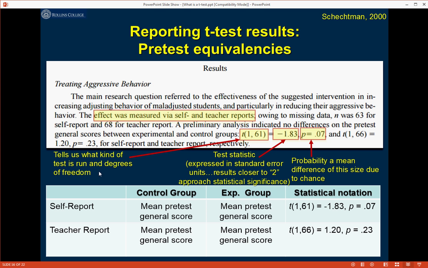Then the same kind of result is reported for the teachers, where they were looking at a rating of the students who have been put into the control group and a rating of the students who have been put in the experimental group. These are different groups, not the same kids. That ended up with a result that was also non-significant, telling us that these groups, from the teacher perspective, were about equally aggressive.